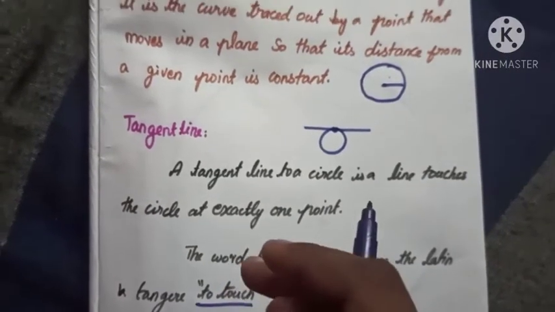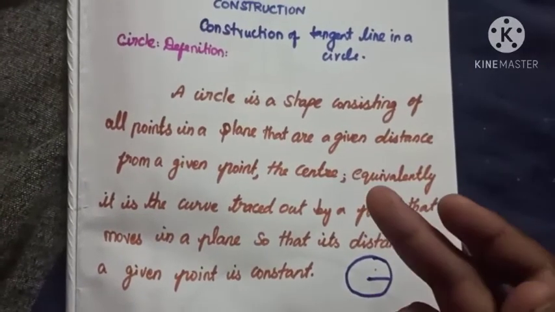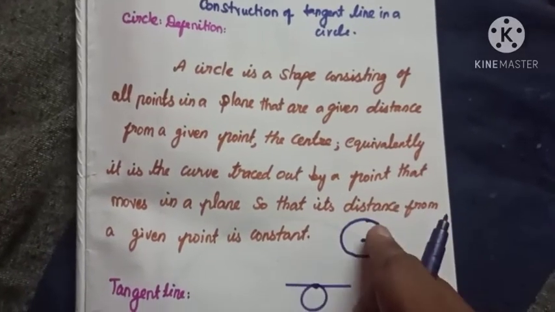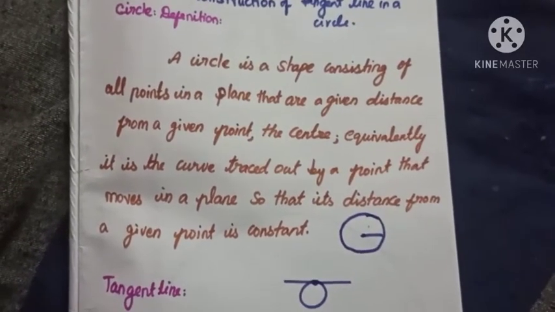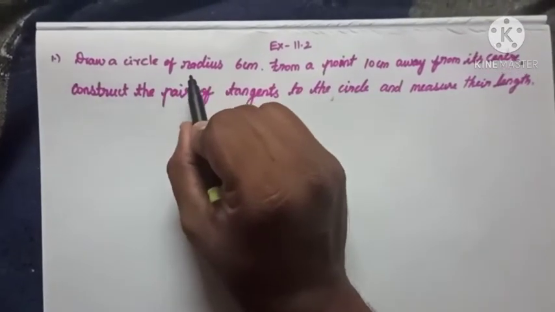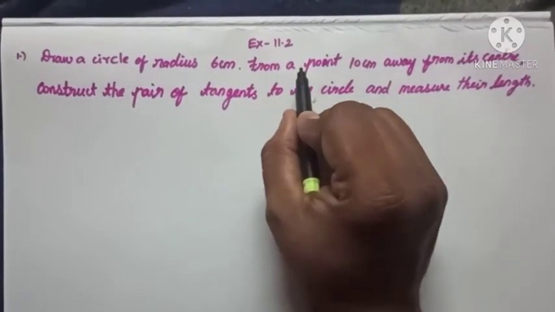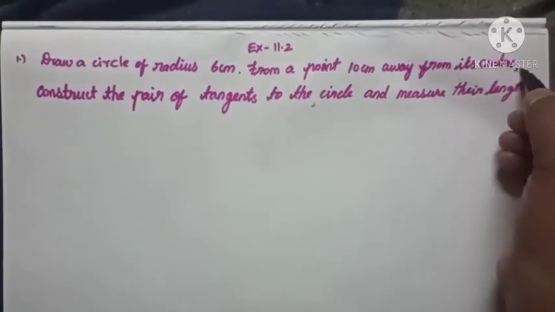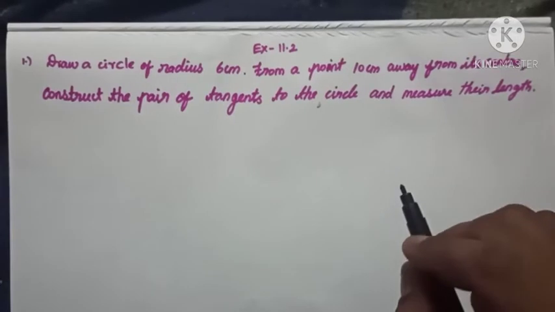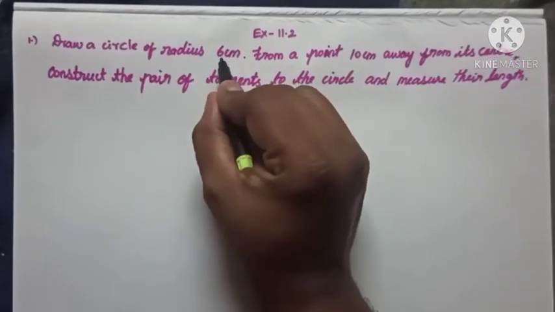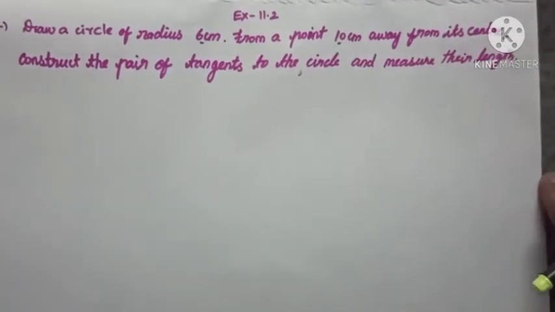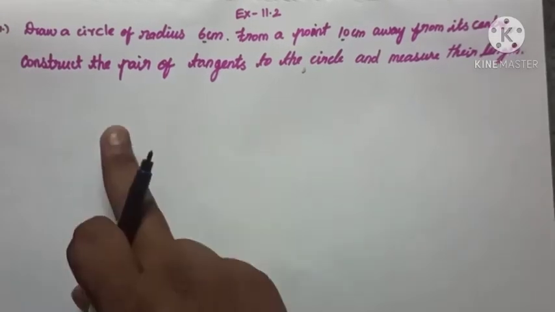Next we move on to exercise 11.2, how to draw the tangent line in a circle. Exercise 11.2: draw a circle of radius 6 cm and a point 10 cm away from its center. Construct the pair of tangents to the circle and measure their length. First I will draw a rough diagram, afterwards I go with the main diagram.